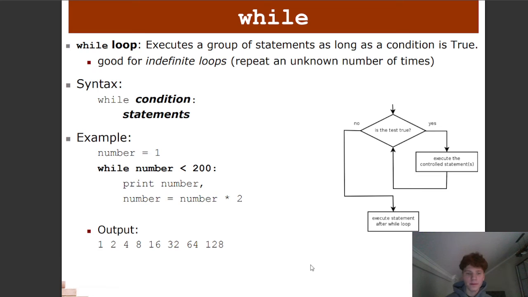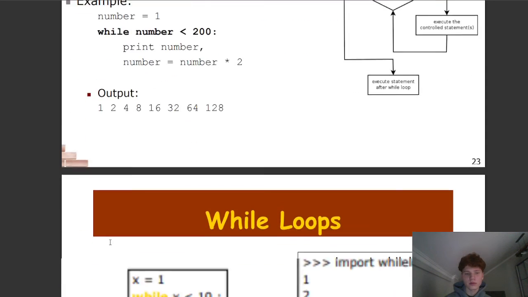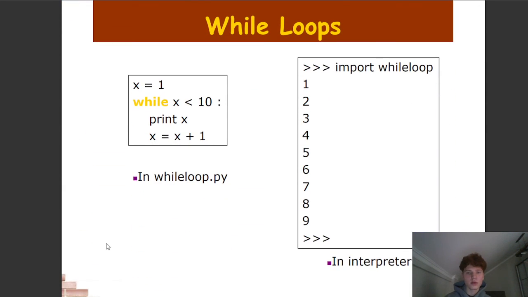While. A while loop executes a group of statements as long as the conditional is true. Good for indefinite loops, which repeat an unknown number of times. Syntax: while condition, statements. Example. Output. While loop example.